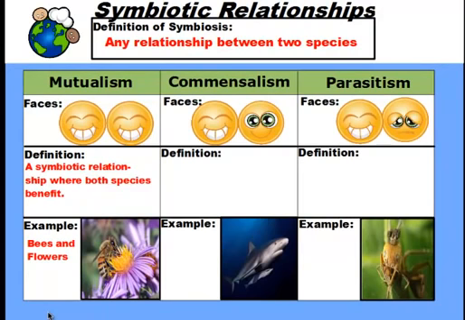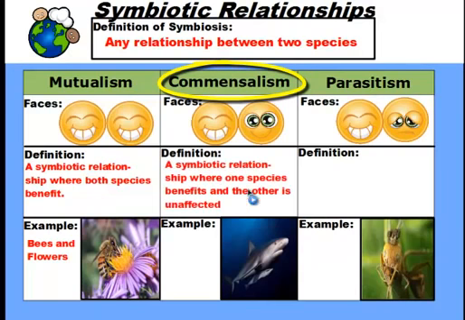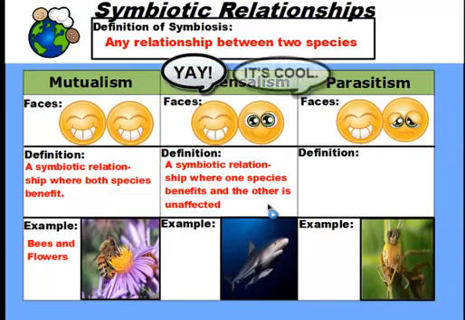Now, a second kind of symbiotic relationship is called commensalism. The definition of commensalism is a symbiotic relationship where one species benefits and the other is unaffected. So this means that one of these organisms is going to get something out of this relationship. So that's why we have one picture smiling really big here. And the other organism is unaffected. It's neither harmed or helped at all.